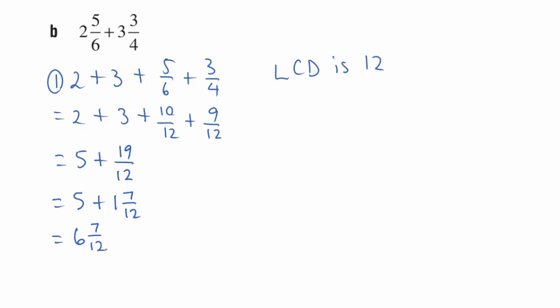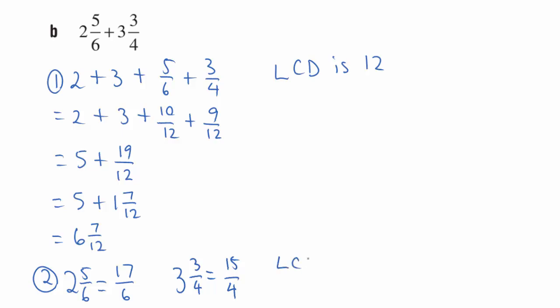Again, we can use our second method by converting each of our mixed numbers into improper fractions. So 2 and 5 over 6 is the same as 17 over 6, while 3 and 3/4 is the same as 15 over 4. Now we need to have the same denominator in order to be able to add them together. Again, our lowest common denominator is 12.